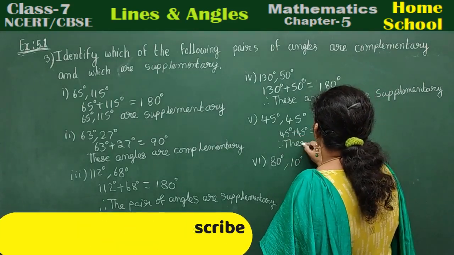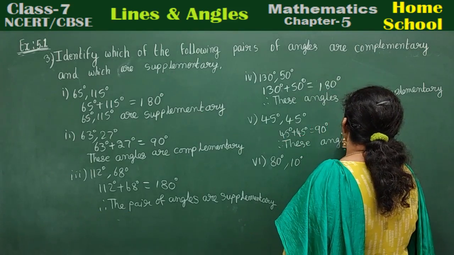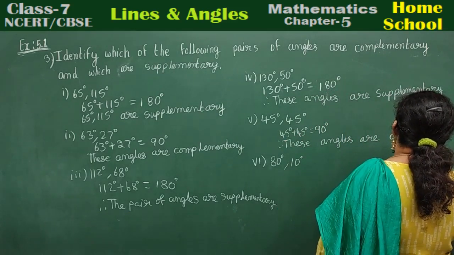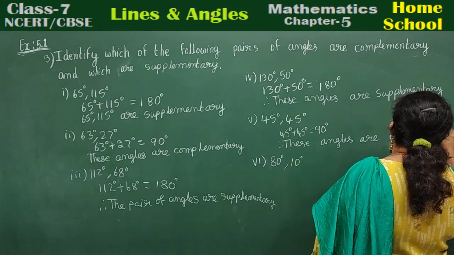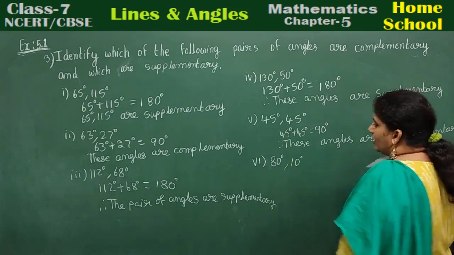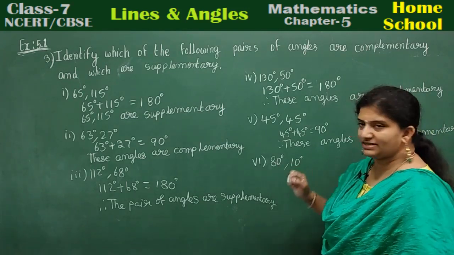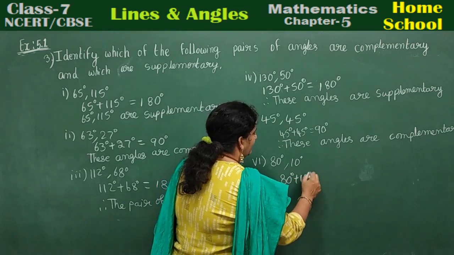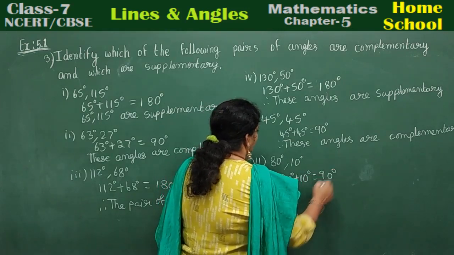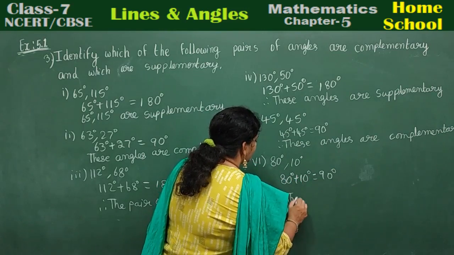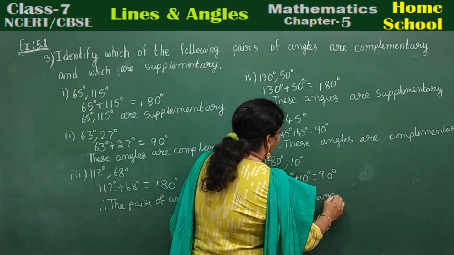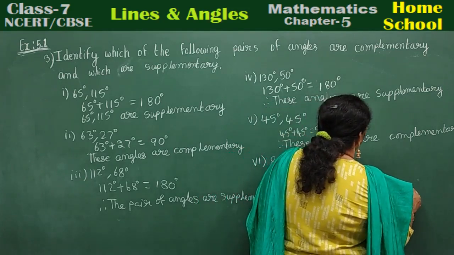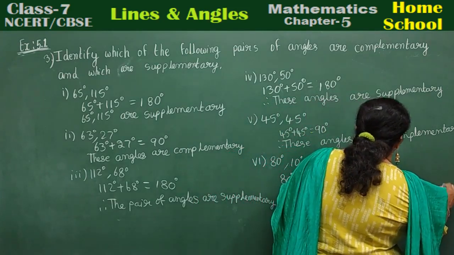Therefore, these angles are complementary. Okay, last one, 80 degrees plus 10 degrees. 80 plus 10, directly you say it is 90. If the sum is 90, we say that these angles are complementary. Therefore, the angles are complementary.